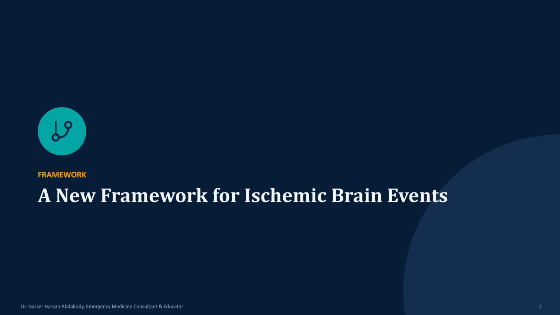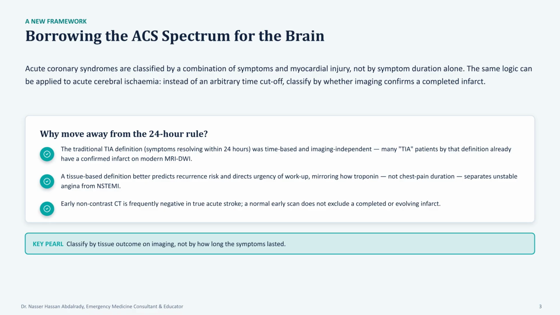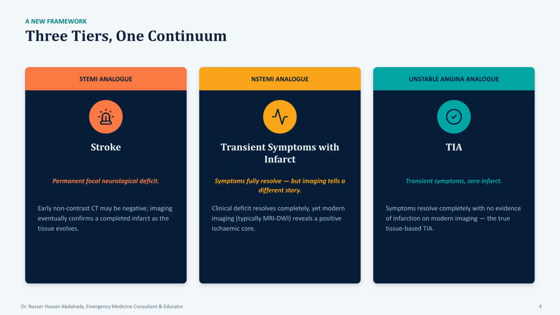Let's begin by discussing a new framework for understanding ischemic brain events. We can improve our approach by borrowing from the ACS spectrum. Instead of relying on arbitrary time cutoffs, we should classify ischemic brain events based on whether imaging confirms a completed infarct. This approach creates three tiers: stroke, representing permanent deficit; transient symptoms with infarct, where symptoms resolve but imaging shows an ischemic core; and TIA, where symptoms resolve with no infarct.